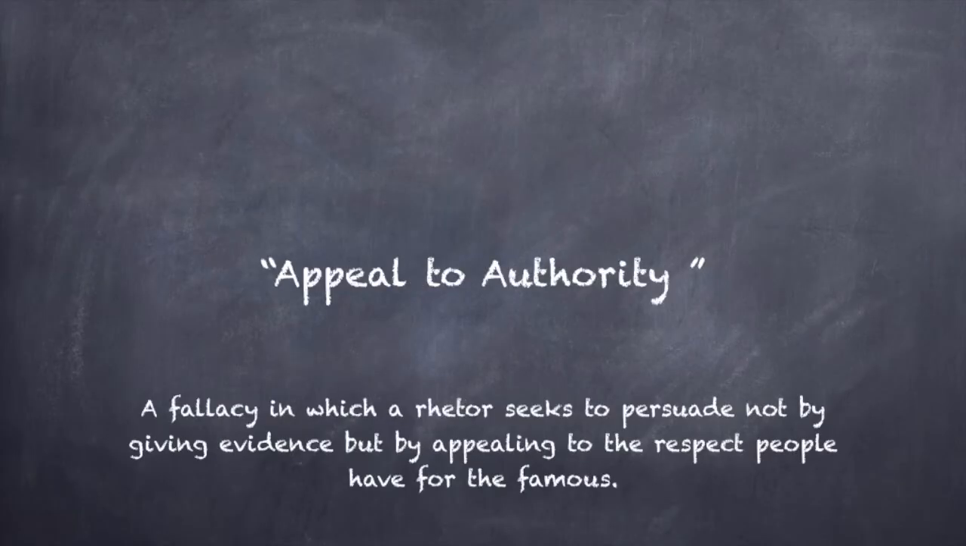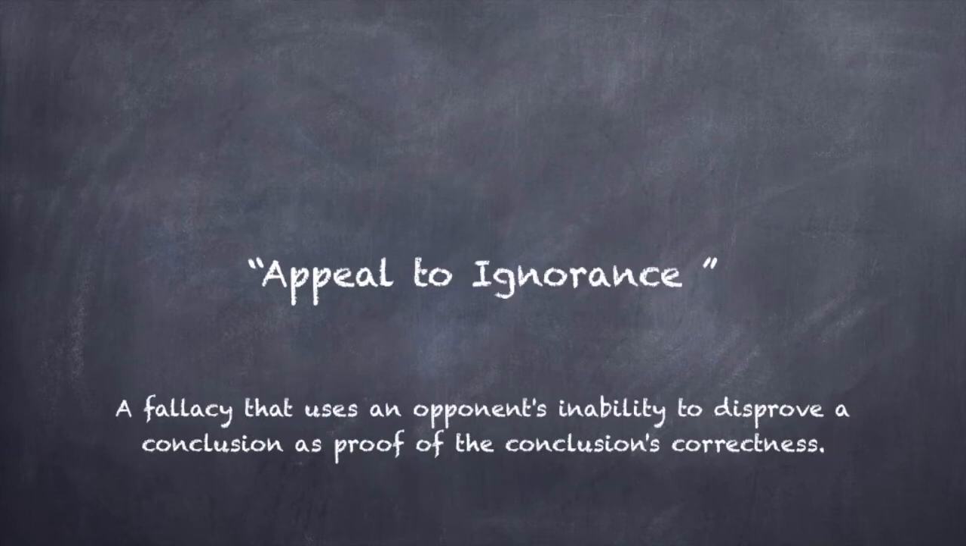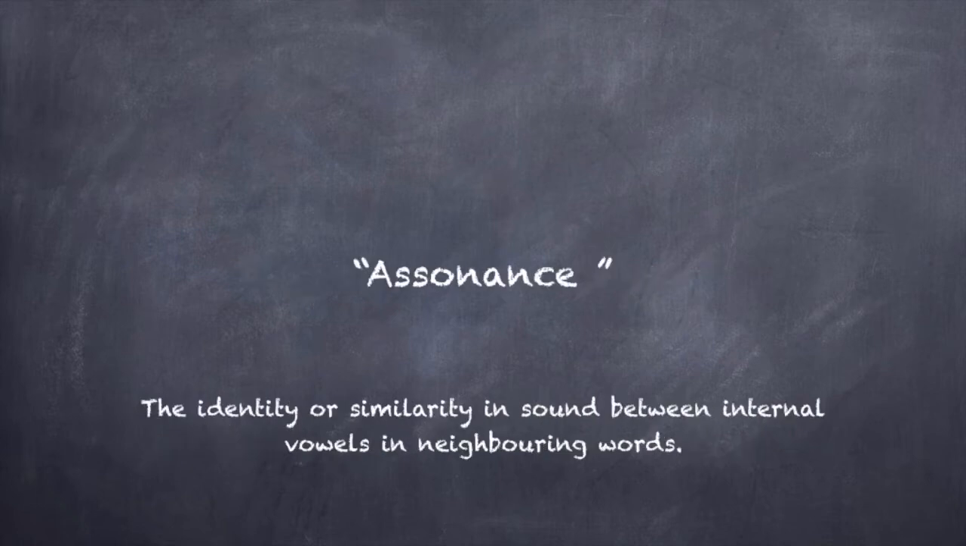Appeal to authority is a fallacy in which a rhetor seeks to persuade not by giving evidence, but by appealing to the respect people have for the famous. Appeal to ignorance is a fallacy that uses an opponent's inability to disprove a conclusion as proof of the conclusion's correctness. Assonance is the identity or similarity in sound between internal vowels in neighboring words.